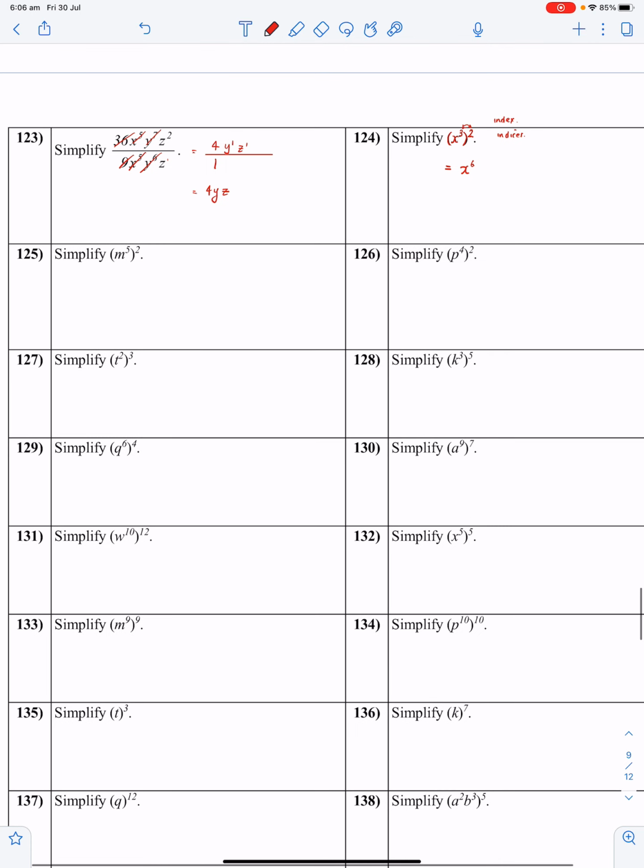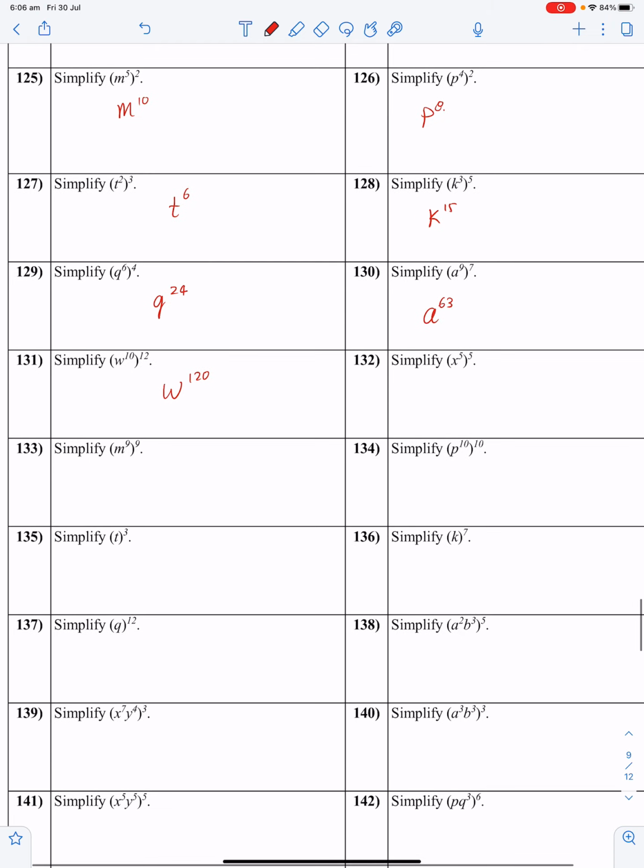Okay, so let's go through a few of these. Question 125 is m to the power of 10. 126 is p to the power of 8. 127 is t to the power of 6. 128 is k to the power of 15. 129 is q to the power of 24. 130 is a to the power of 63. 131 is w to the power of 120. And you get the idea, okay? T to the power of 3, k to the power of 7, q to the power of 12.